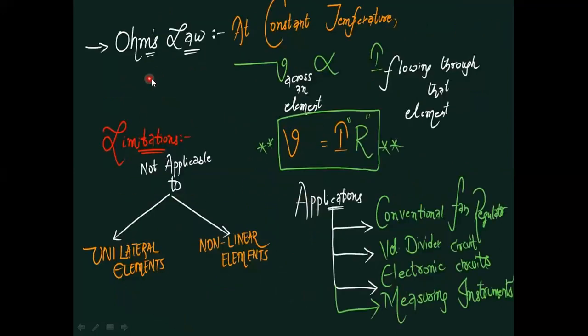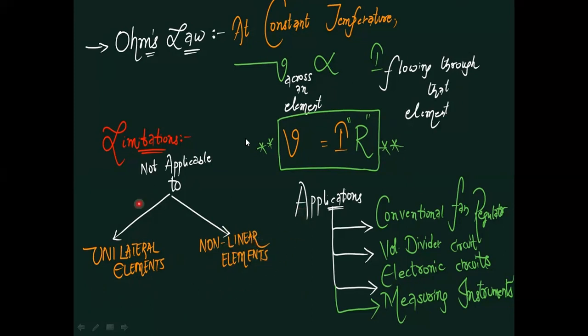According to Ohm's law, at constant temperature, the voltage across an element is directly proportional to the current flowing through that element. We remove the proportionality constant and replace it with R, a constant resistance, so V equal to IR. Coming to the limitations, it is not applicable to unilateral elements and nonlinear elements. Unilateral, for example, is a diode, and a nonlinear element is also a diode.